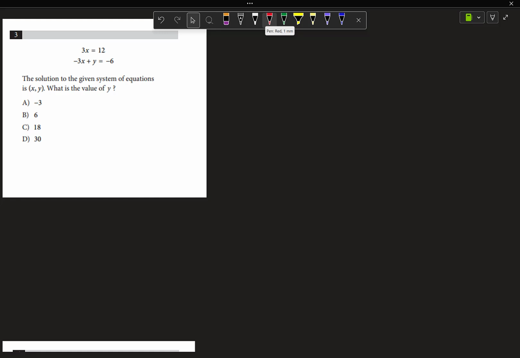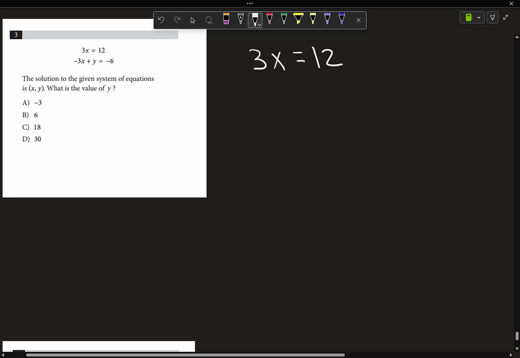Finally, question 3. The solution to the given system of equations is (x, y). What is the value of y? There's 2 ways to solve this. Most students, in my experience, are going to take that top equation, divide both sides by 3, and there's nothing wrong with this, and get x equals 4.